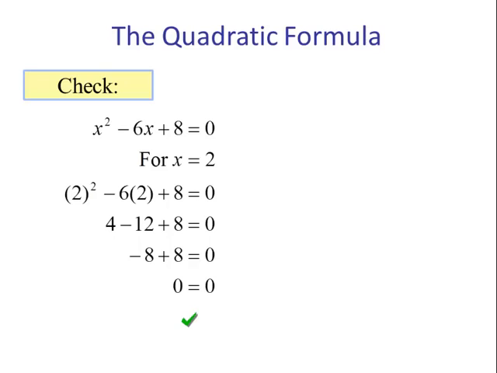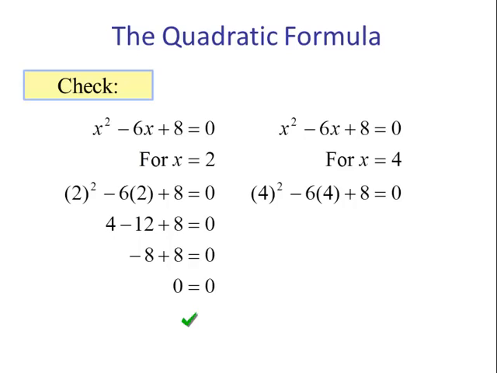It checks. For x equals 4, the process is essentially the same. We substitute 4 in for x. That gives us 16 minus 24 plus 8. 16 minus 24 is negative 8. Negative 8 plus 8 is 0. It checks. So we have verified the solution algebraically.